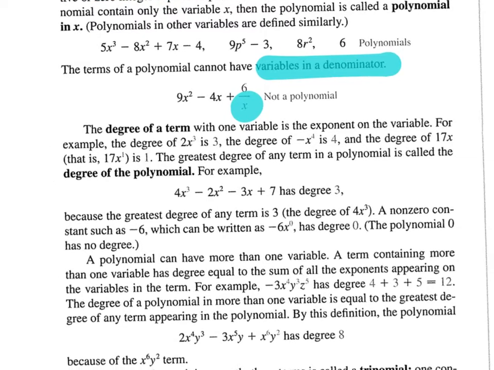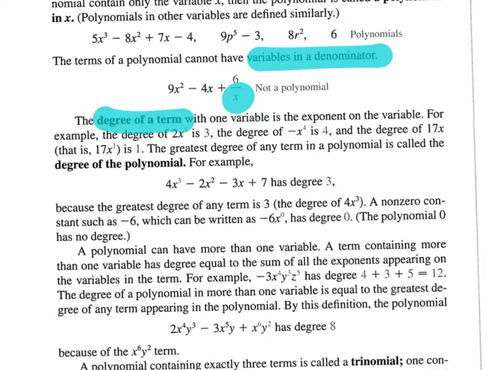The degree of the term is the highest exponent on a single term, and then the degree of the polynomial is the highest exponent of the whole polynomial. So if you look at all the terms in this polynomial, the highest exponent would be 3, so the degree of this polynomial is 3.